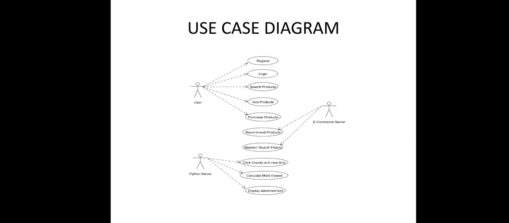UML diagram. Use case diagram. The user can register, log in, search the product, purchase the product. The e-commerce server will add product, recommend products, and maintain the search history. Python server will record clicks, save the click counts, view times, calculate module viewed, and display advertisement.